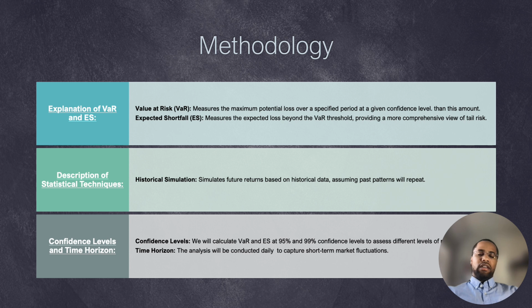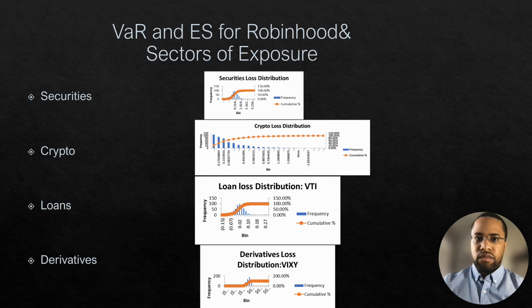We utilized a historical simulation to simulate future returns based on past data, assuming similar patterns will persist. To assess different levels of risk tolerance, we calculated the value at risk and expected shortfall at both 95% and 99% confidence levels. And then finally, we conducted our analysis on a daily basis to capture short-term market fluctuations. Now let's delve into the results of our analysis.